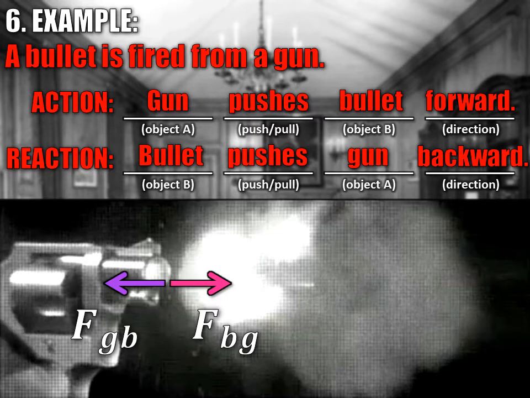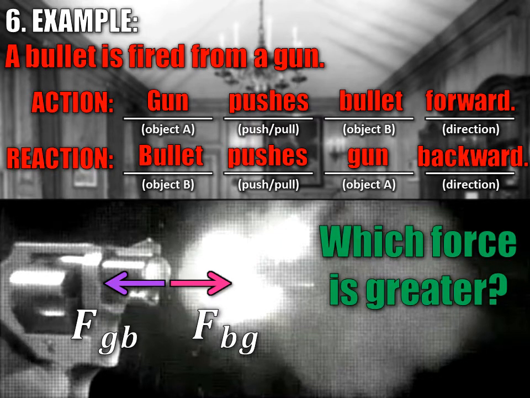The question for you to think about is, which force is greater? The force on the bullet that sends it flying forward, or the force on the gun which sends it recoiling backwards? Which force is greater?